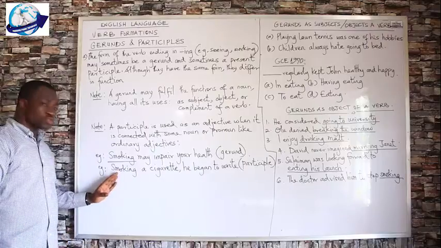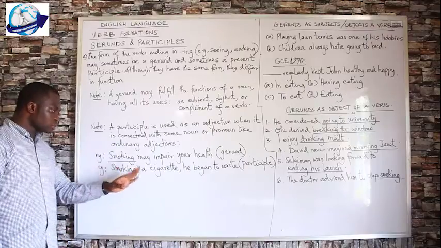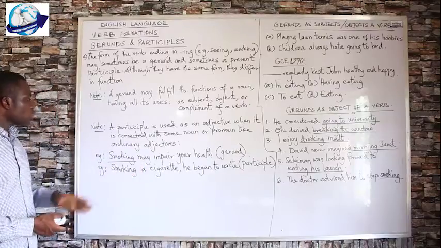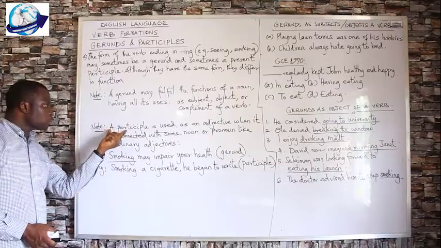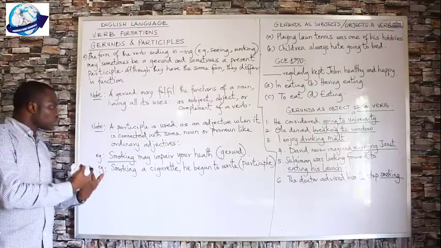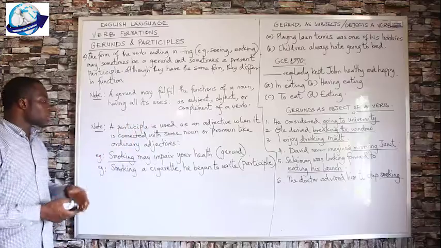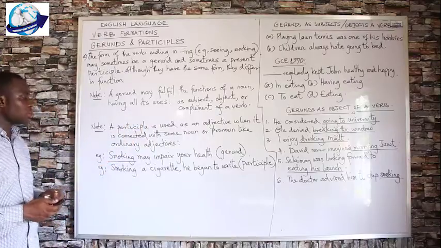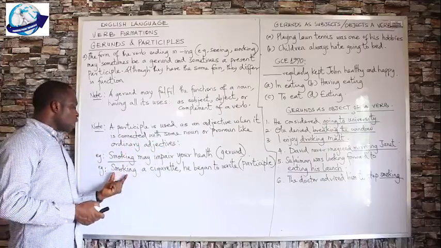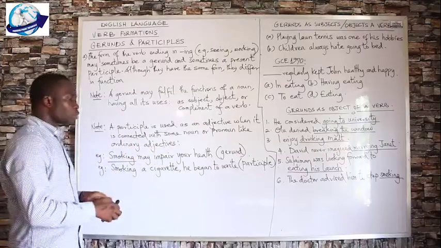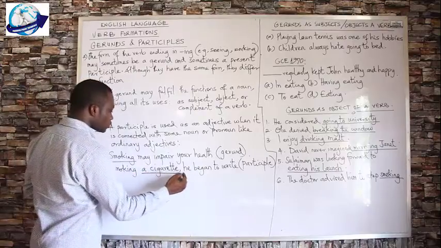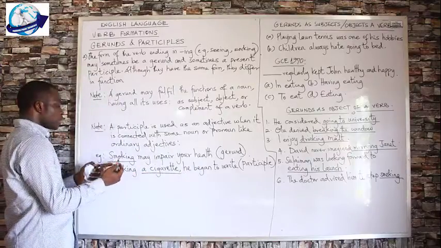But you come to example 2, it says, smoking a cigarette, he began to write. Now, what did I say about the participle? That a participle is used as an adjective when it is connected with some noun or pronoun, like an ordinary adjective. You can see the participle, you see a noun coming just after the participle. And what is the noun there? That's a cigarette.